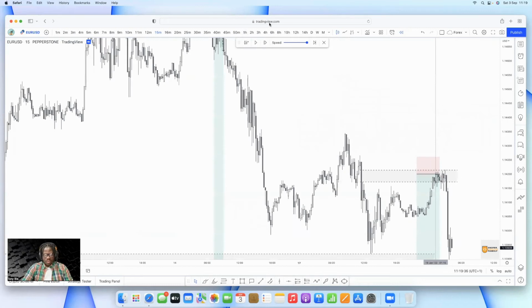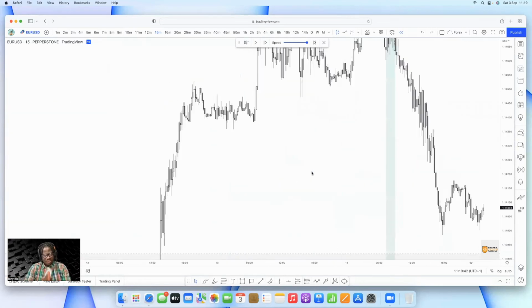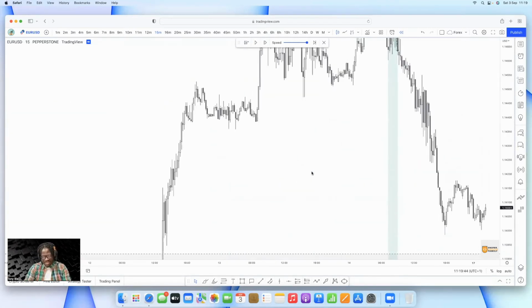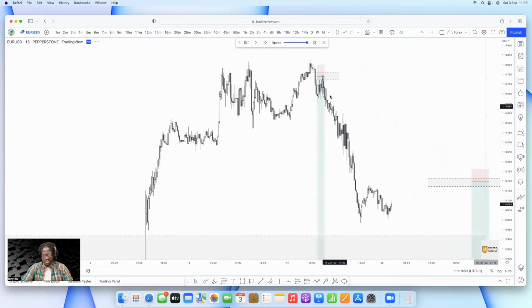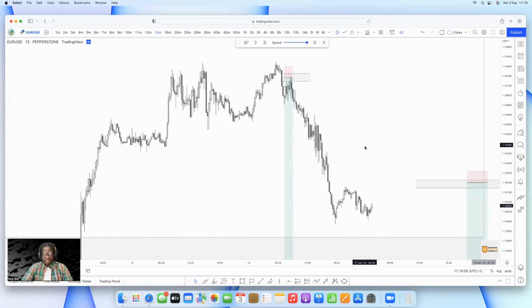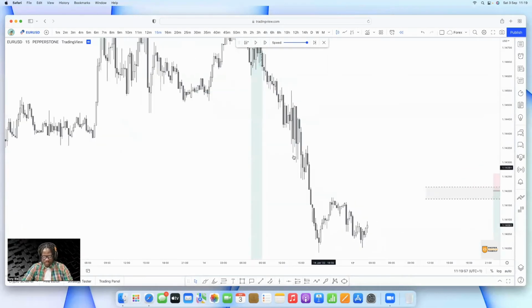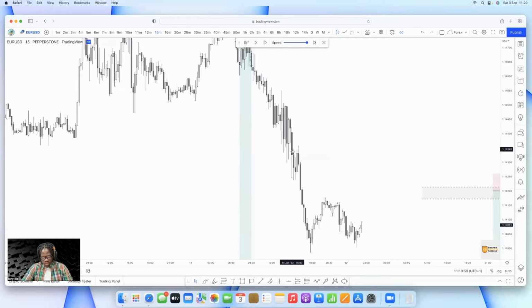Let's go back to the 1 hour quickly. So now we understand that the order flow is what? To the downside. The order flow is to the downside. So we're looking for sell opportunities continuously until those lows have been swept and the imbalances have been filled. All right, so we can see this big sell to the downside. When was this?